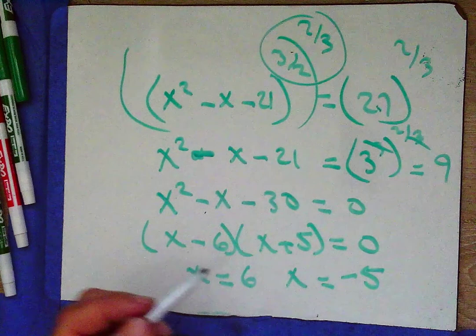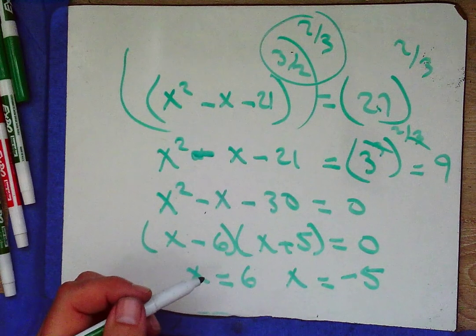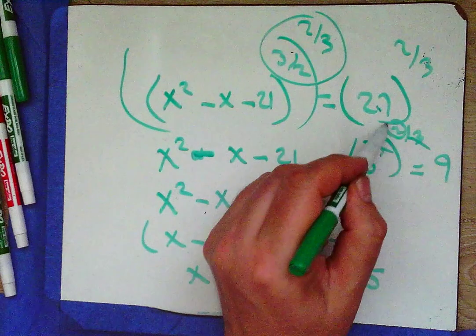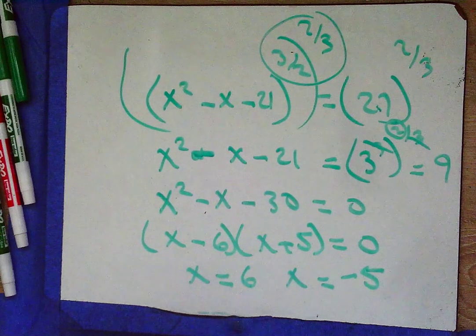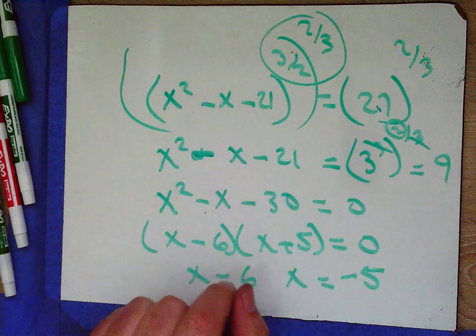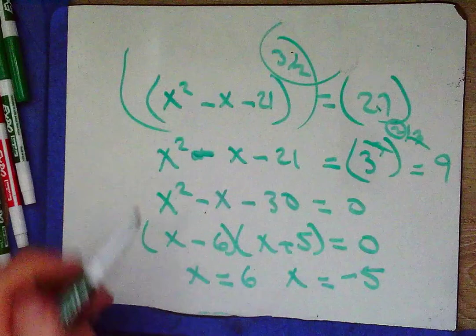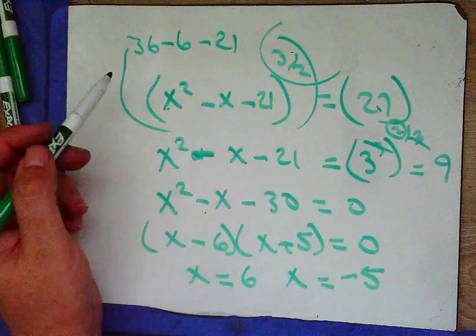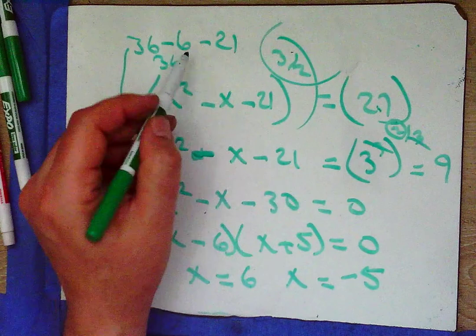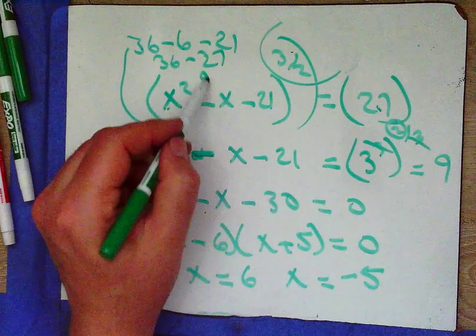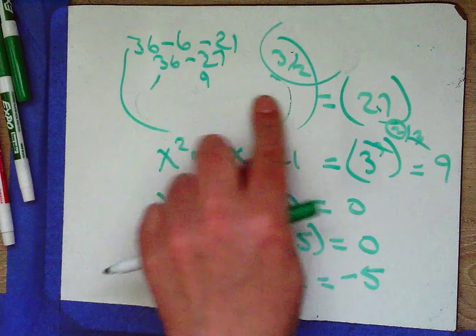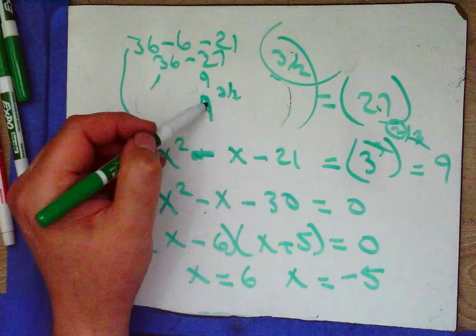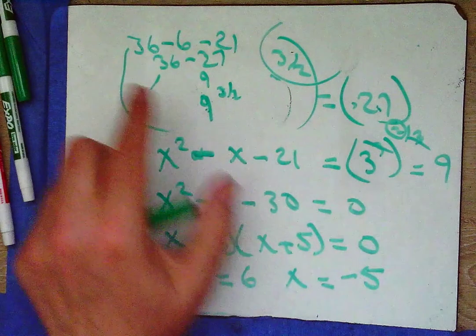Okay, so is this a must check? Well, did I square both sides? That's squaring both sides. So let's must check this. Let's go back to our original, which doesn't have those. So if I plug in a 6, I get 36 minus 6 minus 21. That's 36 minus 27, which is going to be 9. So on the left-hand side, I have 9 to the 3 halves. The square root of 9 is 3. 3 to the 3rd is 27. So that one worked perfect.